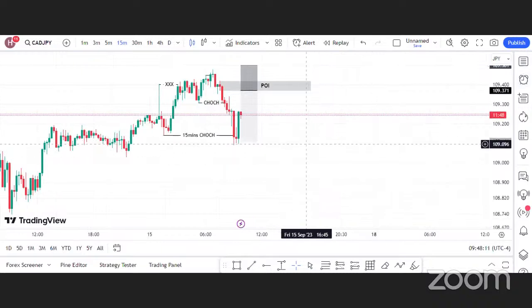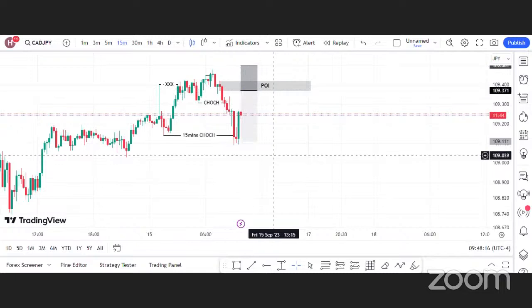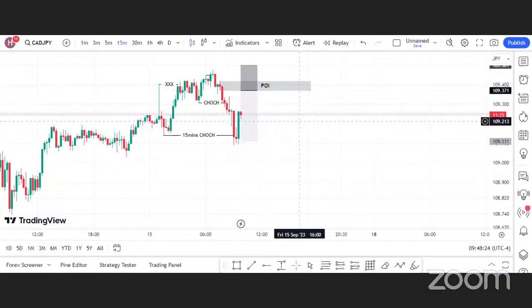So this is the 15-minute time frame. Let's just give this market a chance. Let's see what is going to happen, and see if we can get an entry from here. I'm sure before the end of this session, it will be revealed to us.